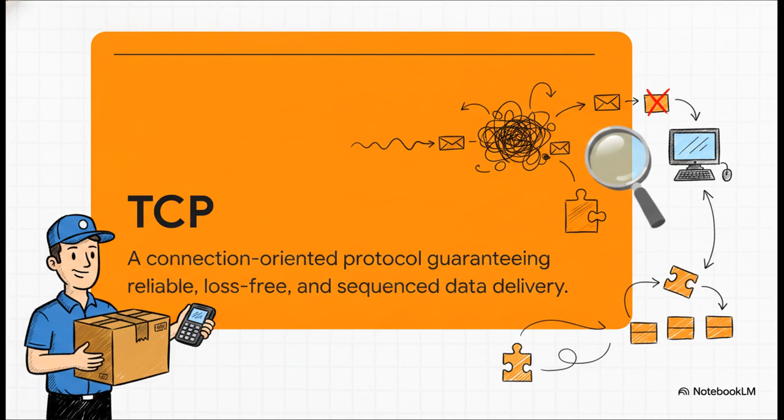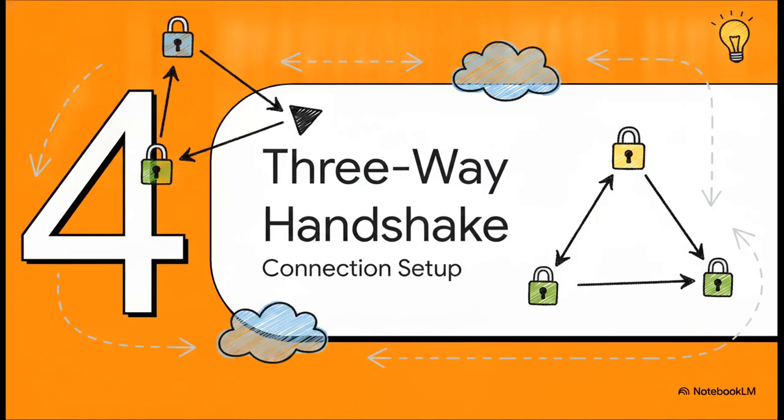This meticulous reliability is exactly what you need when you're downloading a file or loading a web page. I mean, even a single missing byte could corrupt the whole thing, right? And that leads us directly into Section 4, the three-way handshake.